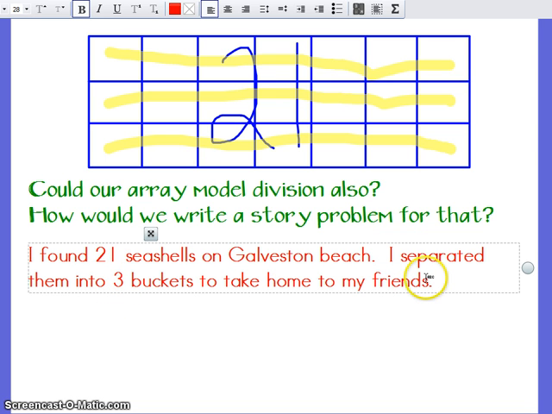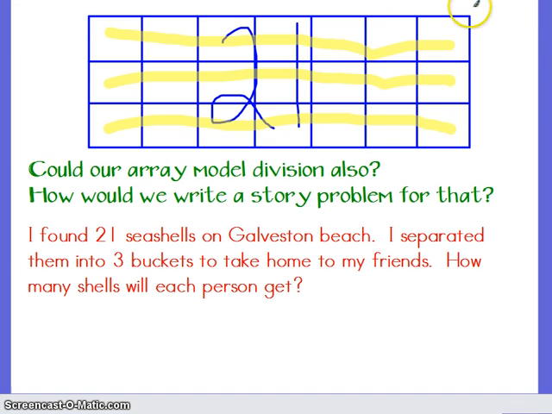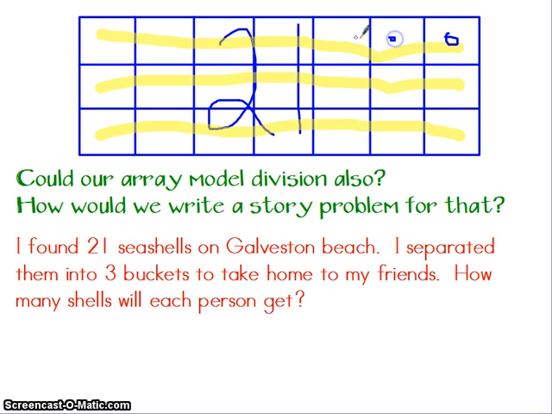Now I'm going to ask my question. How many shells will each person get? Okay, the answer to that, if you just counted these up here, counted your blocks, would be 1, 2, 3, 4, each person would get 7 seashells. I love writing number stories. They're really pretty easy.